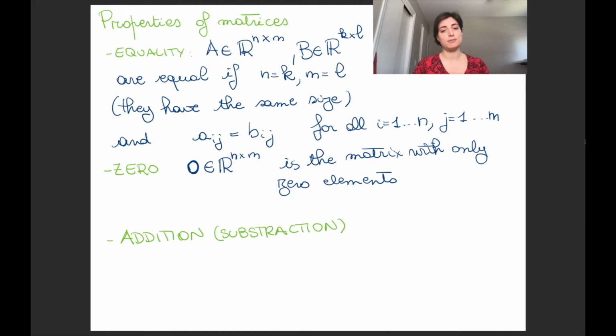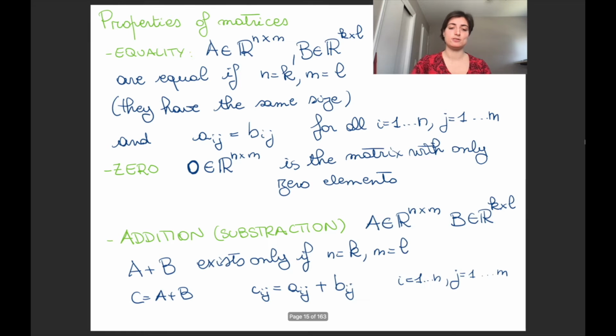Can we add matrices or subtract matrices? Yes, we need them to be of the same size. So again, the same number of rows and the same number of columns. Then we define a new matrix that has the same number of rows and the same number of columns, in which each element of the new matrix is the sum of the two elements in the same place of the starting matrices.